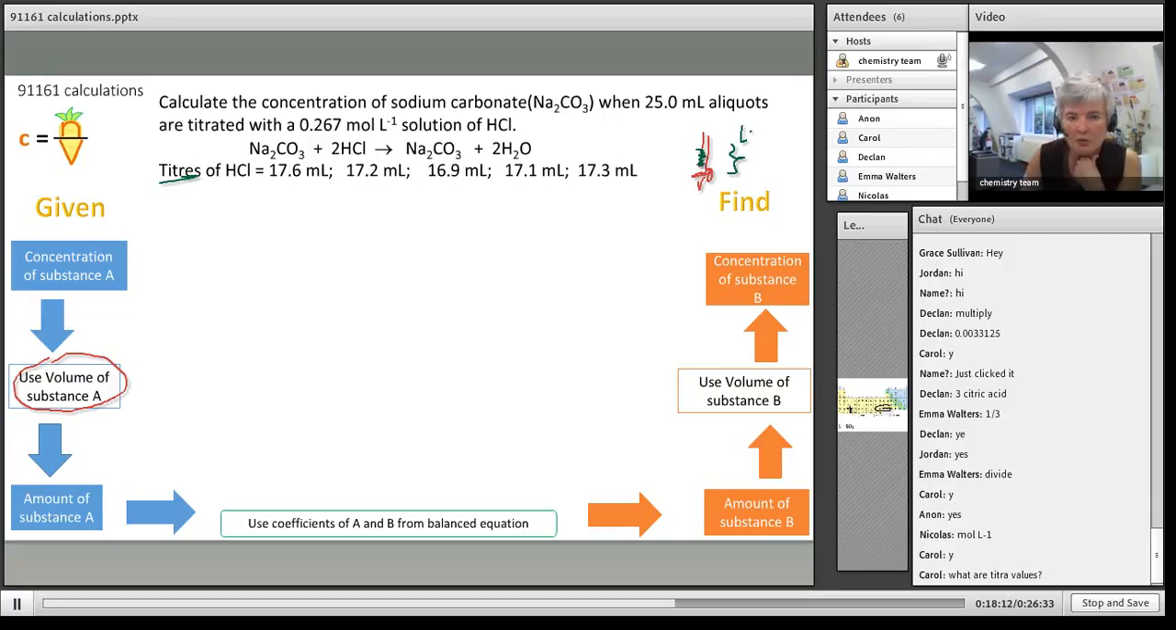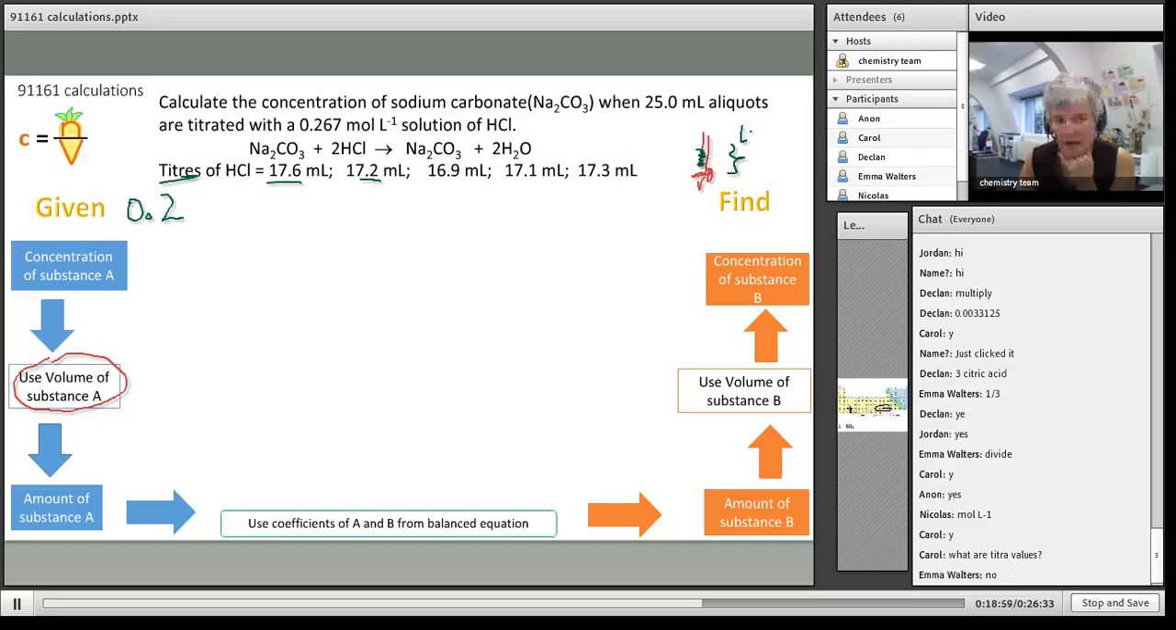So I've given you different titer values. So this person has done 1, 2, 3, 4, 5 titrations. Okay, 17.6, 17.2, 16.9, 17.1, 17.3. Now, at an excellence level, for level 3, we consider values within 0.2 to be concordant. In other words, they are precise enough, they are similar enough. So if I compare 17.6 with 17.2, are they within 0.2 milliliters from each other?